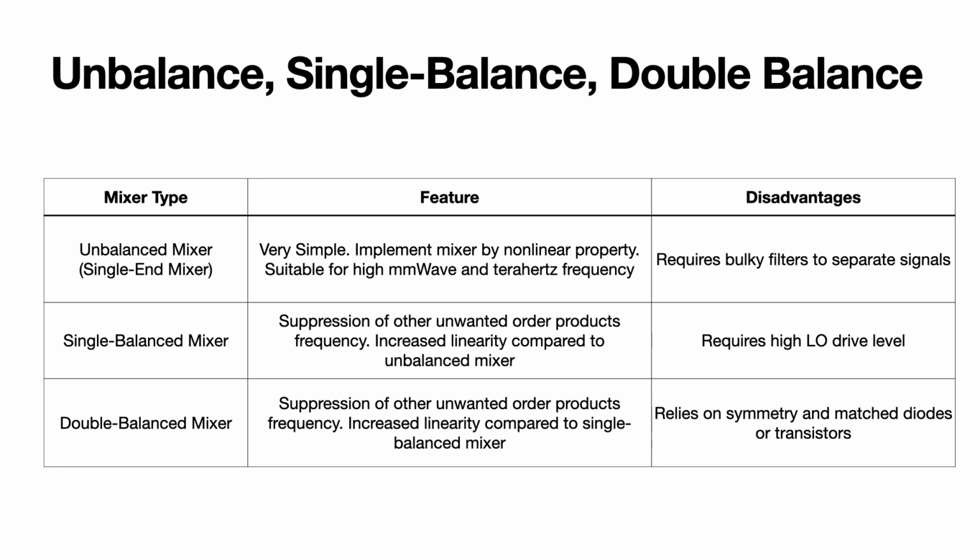Double balanced mixer also can suppress other unwanted order products frequency. Also increased linearity compared to single balanced mixer. The disadvantage is to rely on precise symmetry and matching of diodes or transistors, which can be challenging to achieve.